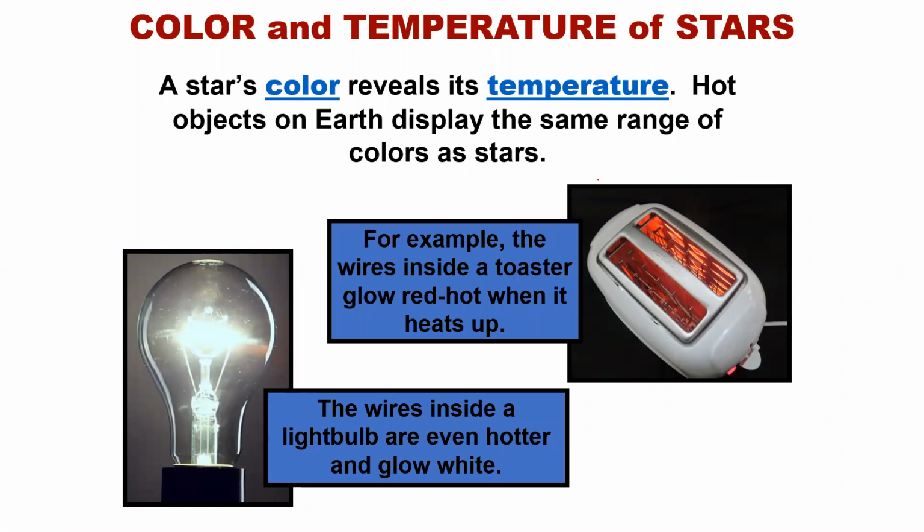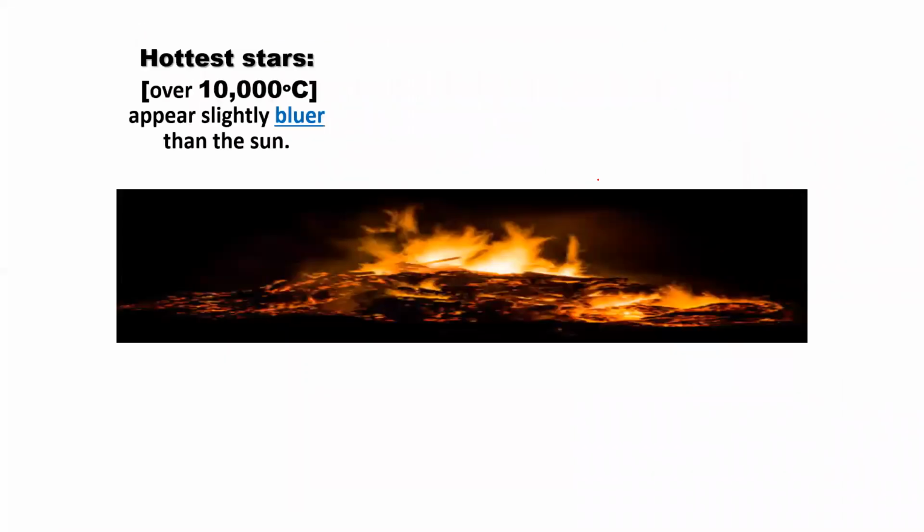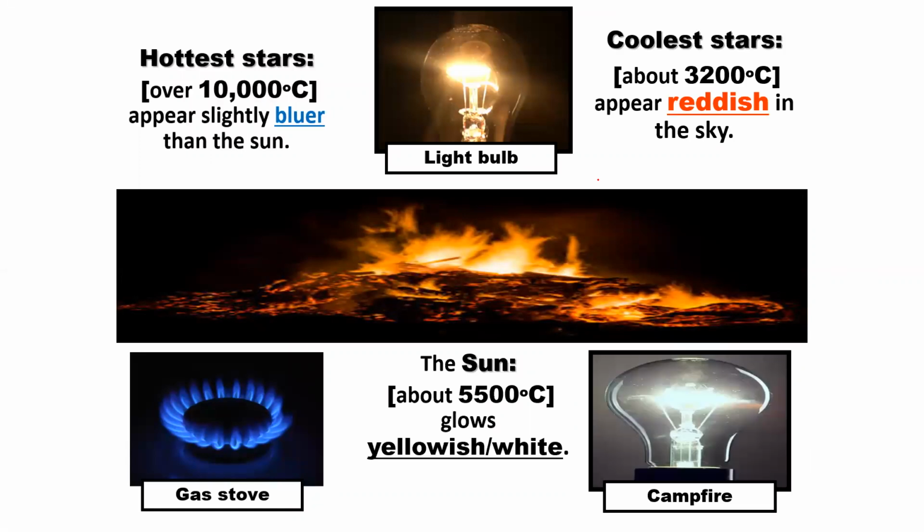Oh, okay. So a star's color reveals its temperature. Hot objects on Earth display the same range of colors as stars. For example, in a toaster oven the wires get red hot, and in a light bulb the wires are white and glow hotter. All right. So we already know that the blue stars are the hottest, and the red stars are the coolest. I'm not going to say cold because the coolest stars are about 3,200 degrees. 100 degrees is already hot to us. All right. So blue stars are the hottest, and red stars are the coolest.